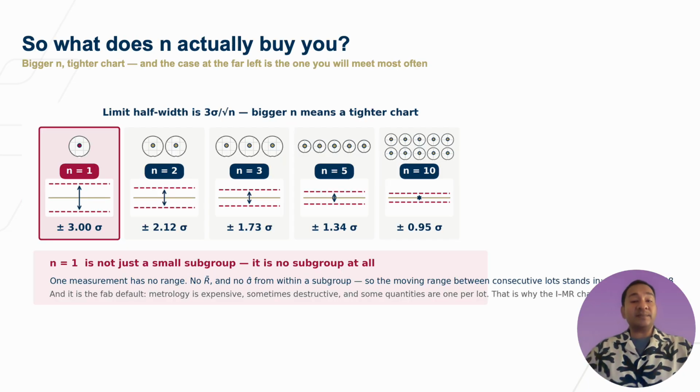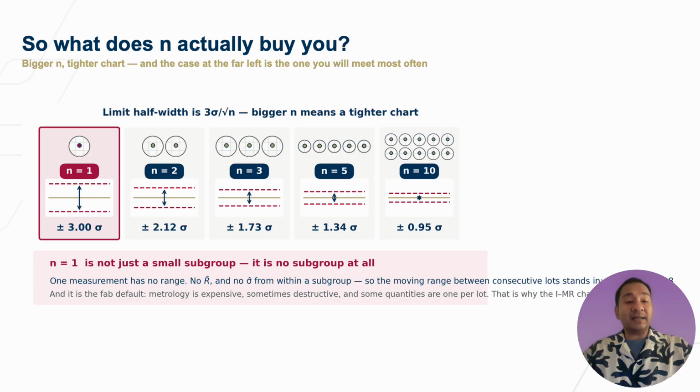Same process, same sigma, 5 different choices of n. The only thing changing is how many measurements go into one plotted point. At n equals 1, the limits sit at 3 sigma. At n equals 2, plus or minus 2.12 sigma. At n equals 5, plus or minus 1.35 sigma. At n equals 10, plus or minus 0.95 sigma. Every one of those is 3 sigma over root n, and you can see the band closing as n grows.